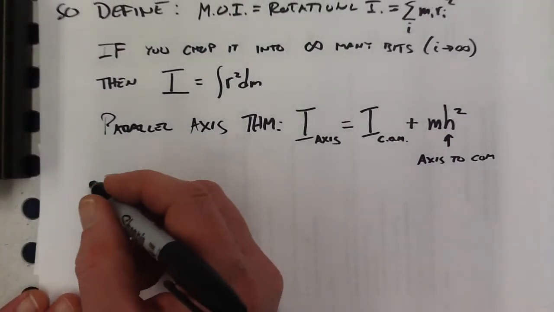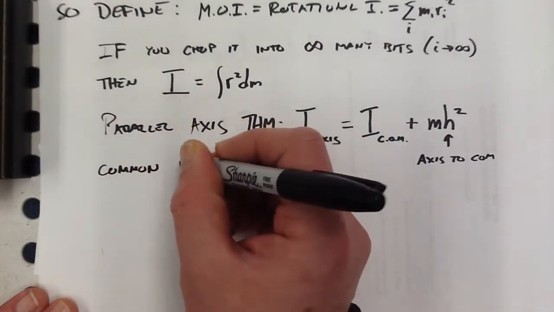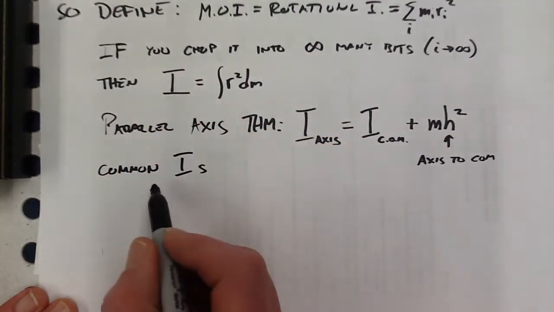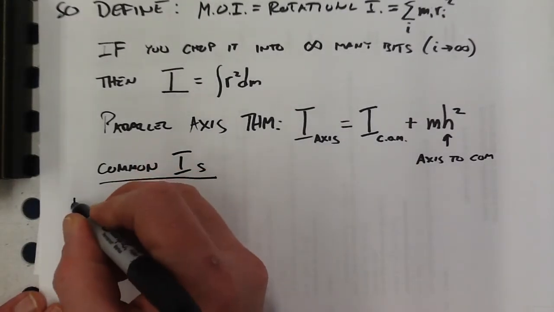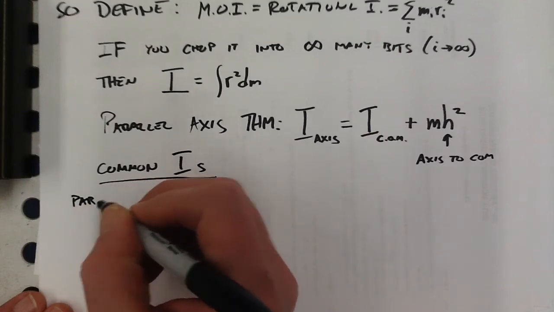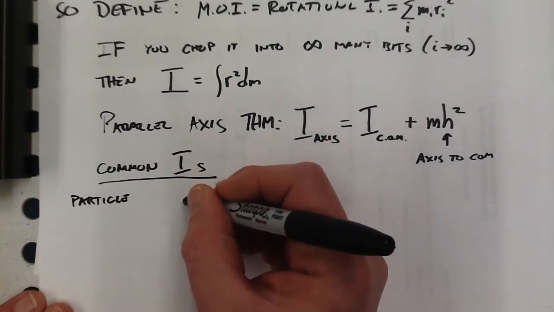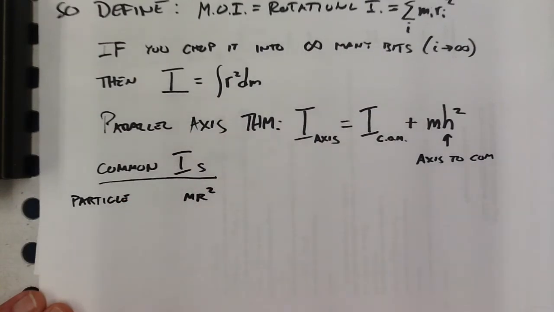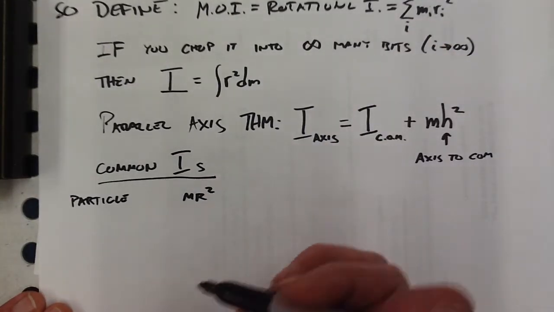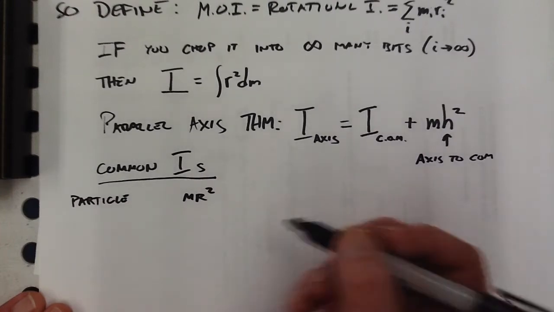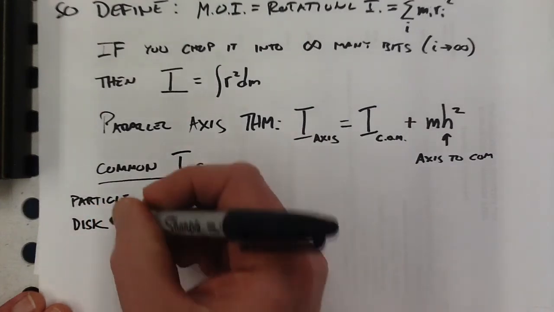All right, so here are some common rotational inertias. For a particle moving in a circle, it's mr squared. It's just one particle, just mr squared. The next most common thing that we see is a disk or a cylinder.